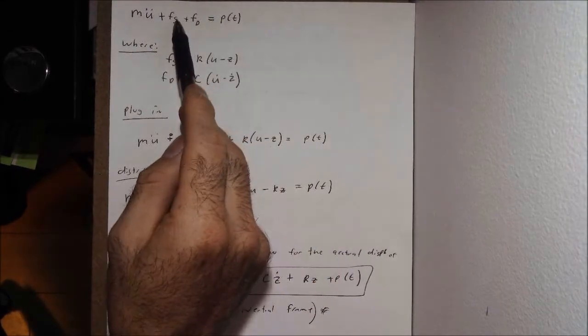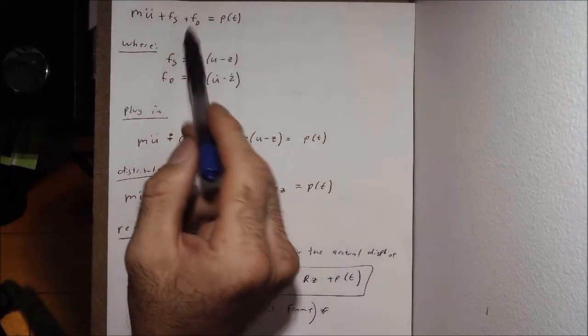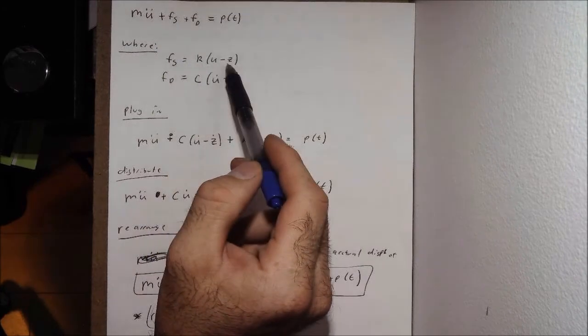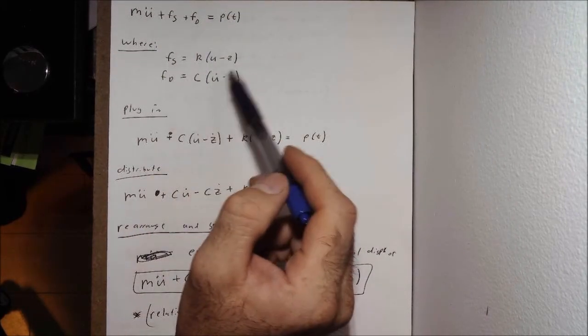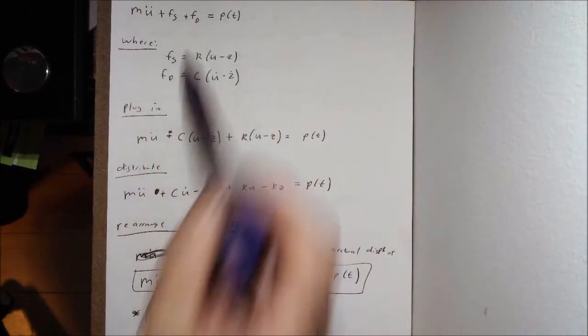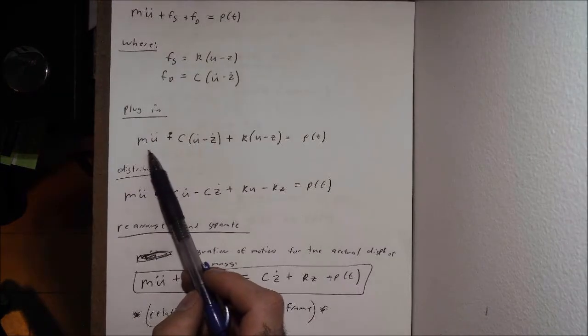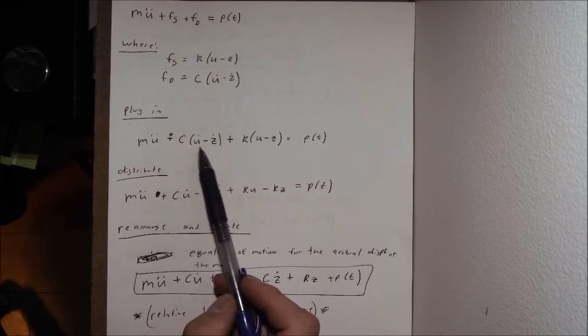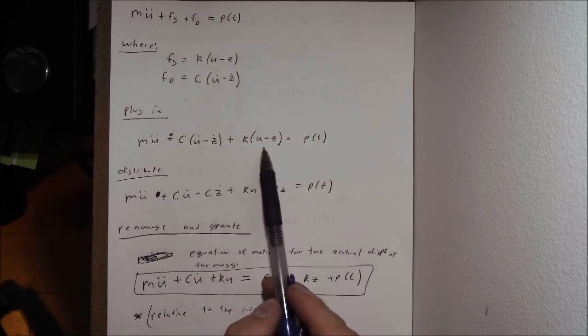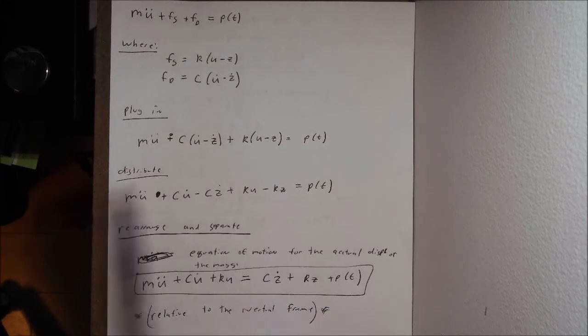So here we go. I rewrote that equation here so we can start fresh on this page. We have our F of S here, our expression for F of S that we just solved for. Here's our expression for F of D, spring force and damping force. Plug those two in, and we end up with this relationship here: m u double dot plus c times (u dot minus z dot) plus k times (u minus z) is equal to our external load p of t.